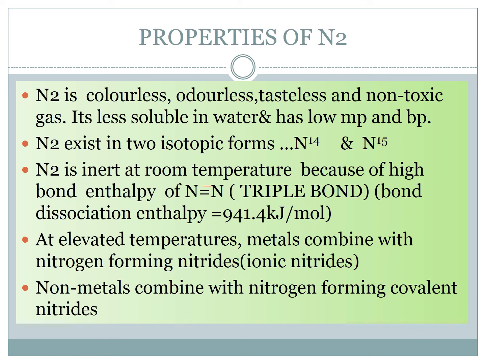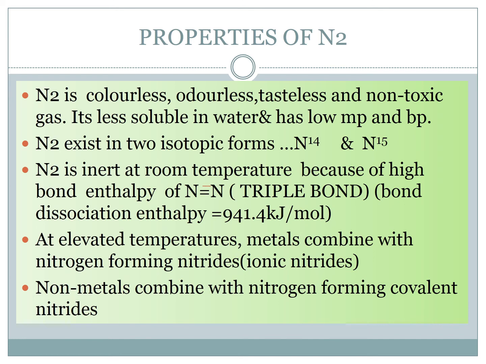Nitrogen is a colorless, odorless, tasteless and non-toxic gas which is less soluble in water. It has low boiling and melting point. However, nitrogen can exist in two isotopic forms, N14 and N15. Nitrogen occurs as an inert gas at room temperature. That is because of the triple bond which is highly stable because of high bond dissociation enthalpy.